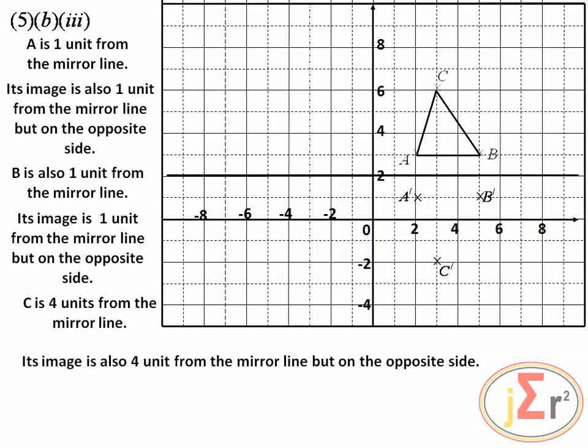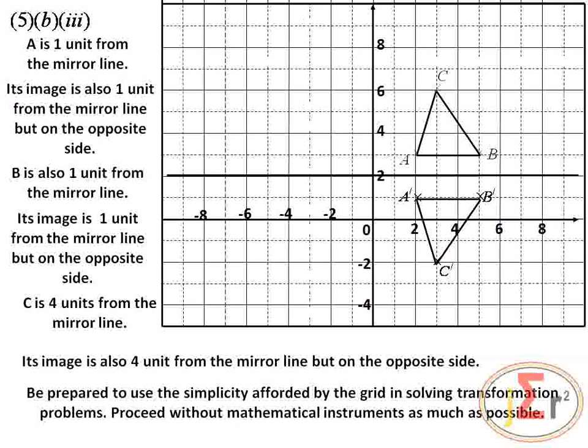There is no rule that says that an object cannot cross through the axis. So there we have the image of triangle ABC after a reflection in the line y = 2. Be prepared to use the simplicity afforded by the grid in solving transformation problems. Proceed without mathematical instruments as much as possible. So when we are required to do transformations on the grid, we should progress without using mathematical instruments as much as possible.